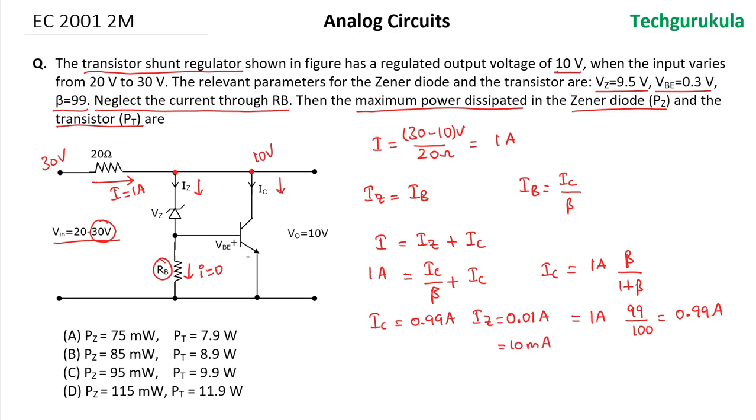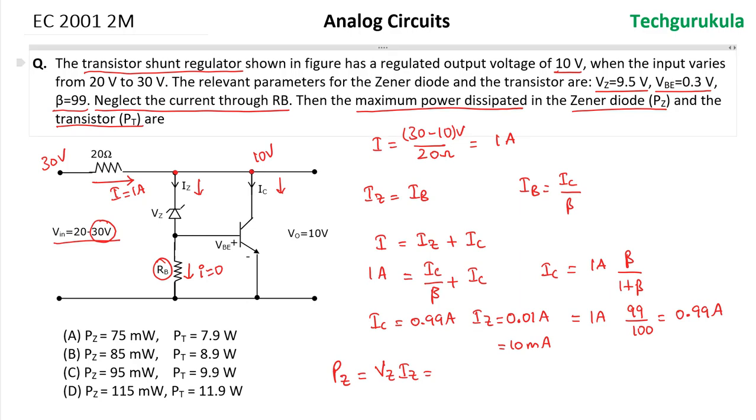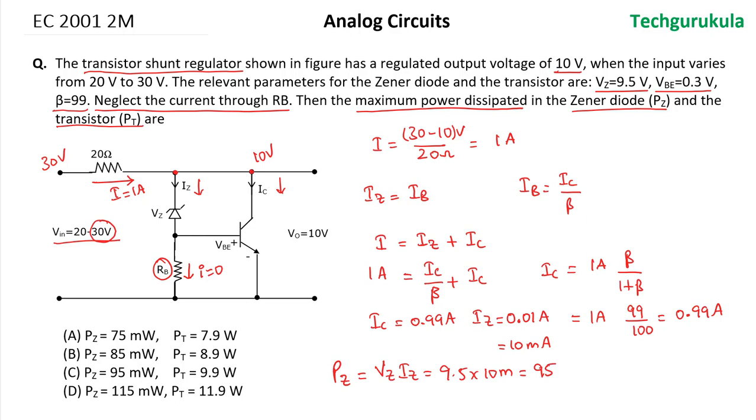Now we need to find what is the power dissipation, or maximum power dissipation in fact. So maximum power dissipation at the Zener diode will be Vz times Iz, which will be, Vz is given here, that is 9.5 volts. 9.5 times 10 milli will be equal to 95 milliwatts. So we found what is Pz, maximum power dissipated in the Zener diode.